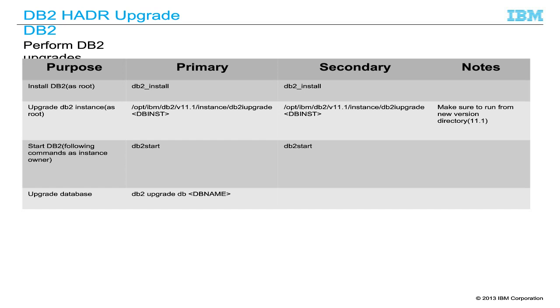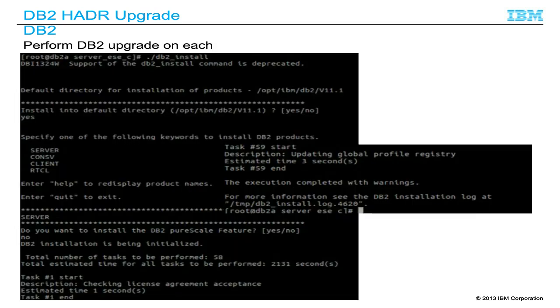And here we'll start going through the commands. Here's the DB2 upgrade. Again, I'm running DB2 install. You can see the warning at the top. It says the support of DB2 install command is deprecated, but again, it still works. You have a few questions you'll have to answer. Install into the default directory. I said yes. If you have a different structure on yours, of course, answer that question accordingly.